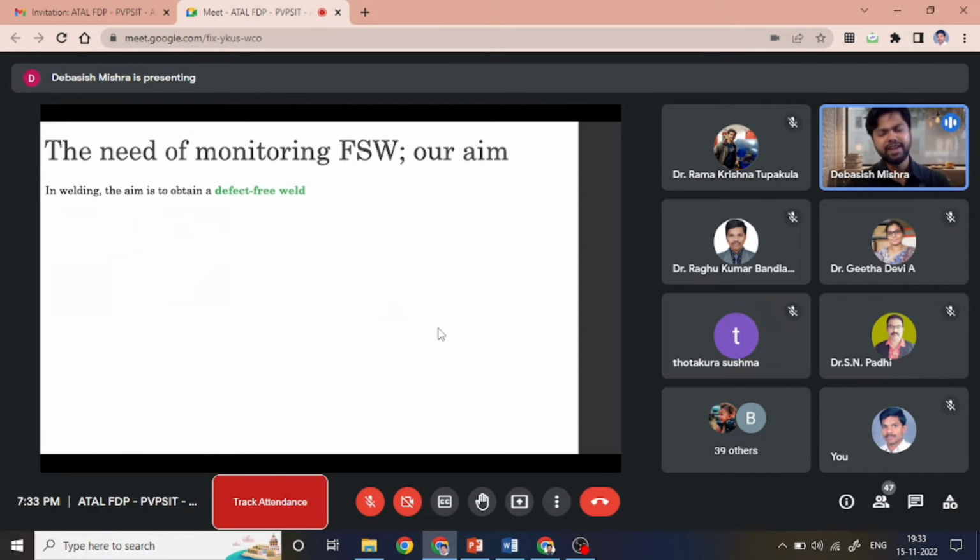So the need for monitoring in friction stir welding: the basic idea was to obtain a defect-free weld. And as is the case for welding, because mostly the welding activities come at the end of the process, if it is defective, then the entire product will be rejected. So it was very important to consider how we can control the defects.